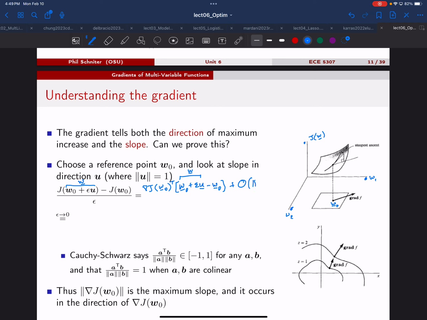And now it's going to be on this. This is like the W minus W naught, but you can see that those terms cancel, and so the big O is just going to be evaluated on epsilon times u squared. So that's the numerator of this fraction. The denominator is just epsilon.